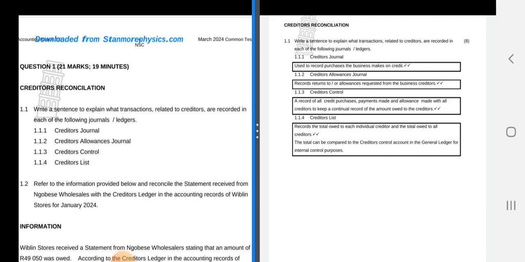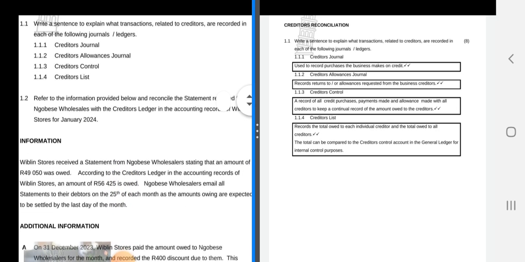Well, for creditors journal, it's used to record purchases the business makes on credit. So that's what we record in the creditors journal. And then creditors allowance journal, we record returns or allowances requested from the business creditors. Okay. And then creditors control, a record of all credit purchases, payments made, and allowances made with all creditors to keep a continual record of the amount owed to the creditors. And then a creditors list records the total owed to each individual creditor and the total owed to all creditors. So the total can be compared to the creditors control account in the general ledger for internal control processes. So that's why we use all those things. And then that is 1.1.